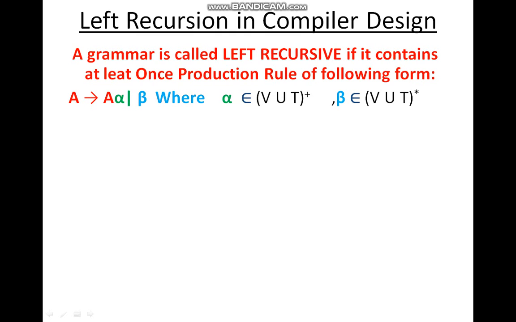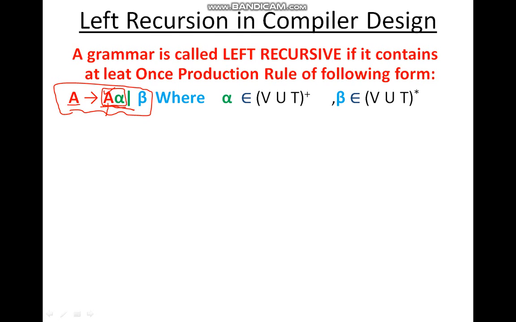If your grammar contains at least one production rule of this form, then your grammar is called left recursive. Why is it called left recursive? Because you can clearly see this variable A is producing a term that is starting with itself, and A is on the left side of this term. A is the leftmost variable here in this term. That's why this is called a left recursive grammar.